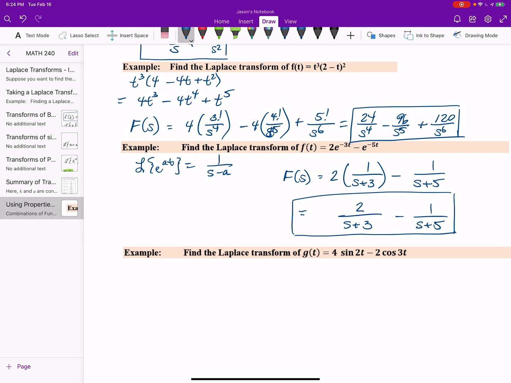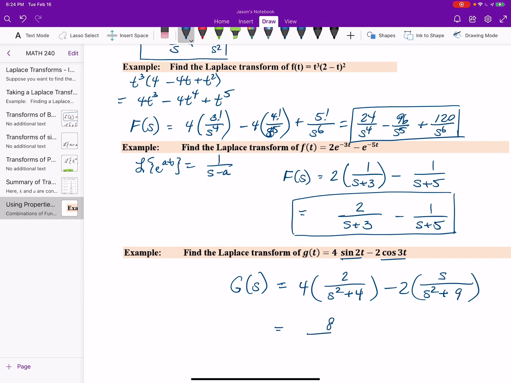And then for the last one, Laplace transform of sine and cosine, we're on it. So that means that the Laplace transform of g of t, which I'm just going to call big G of s, is 4 times the transform of sine minus 2 times the transform of cosine. Sine was a over s squared plus a squared, in this case a is 2, so that's 4. Cosine is s over s squared plus a squared, a here being 3, so that's 9. And that would be 8 over s squared plus 4 minus 2s over s squared plus 9.